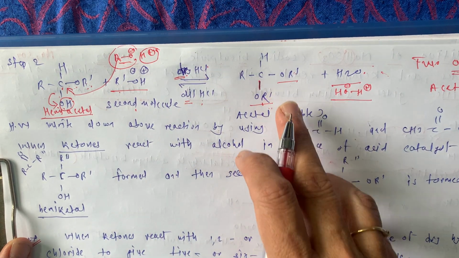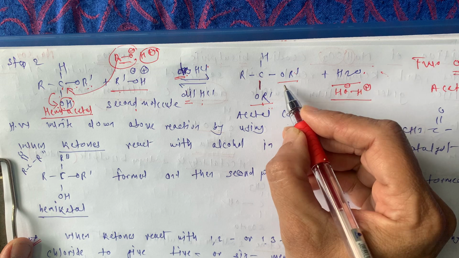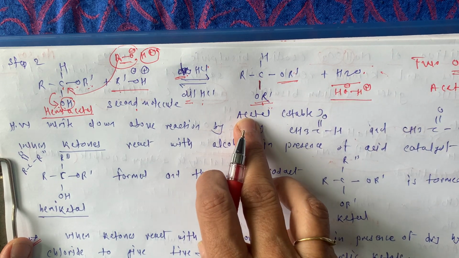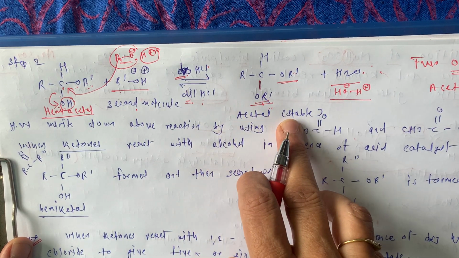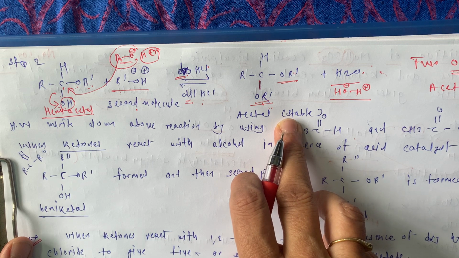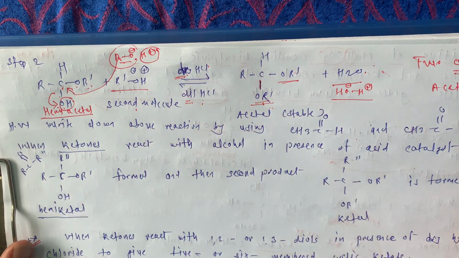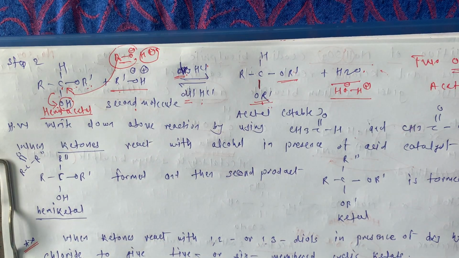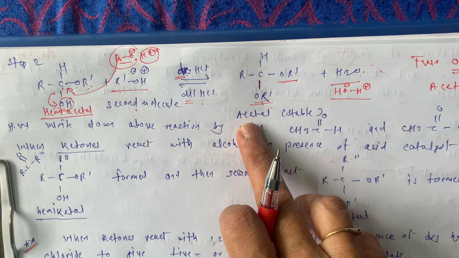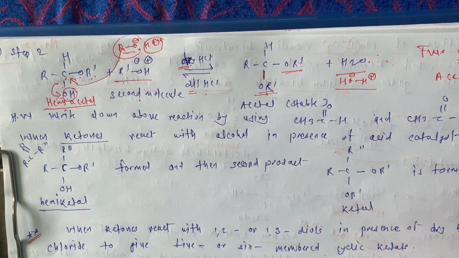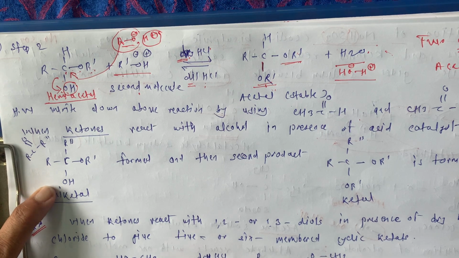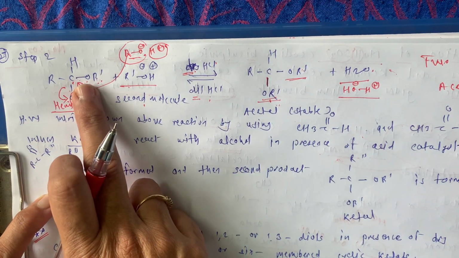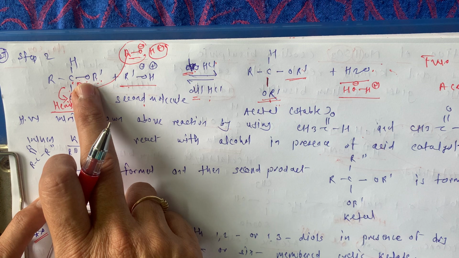And then there is a formation of such a type of compound when there are two alkoxy groups. Then this is known as acetal, and this one is stable. This one is a stable compound. In the previous reaction, that is our hemiacetal, that is unstable. But now here this is the stable compound. Okay, these are general reactions.